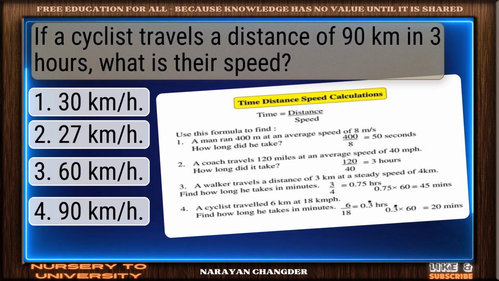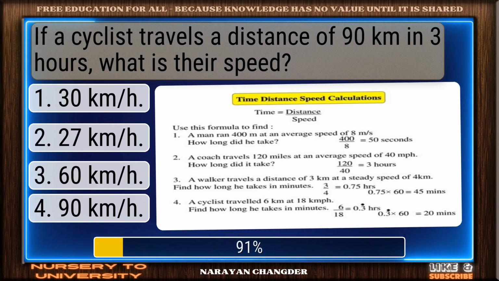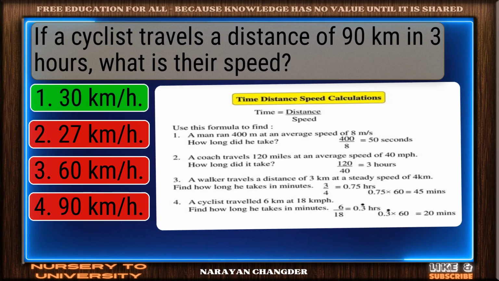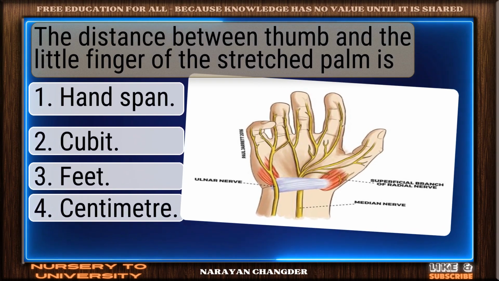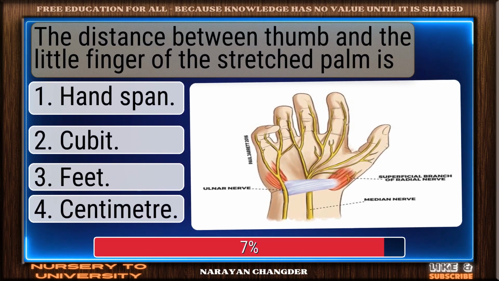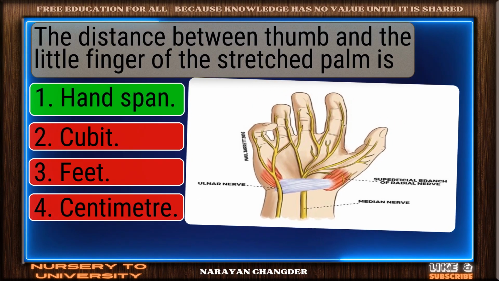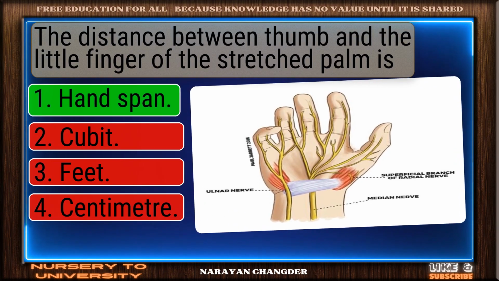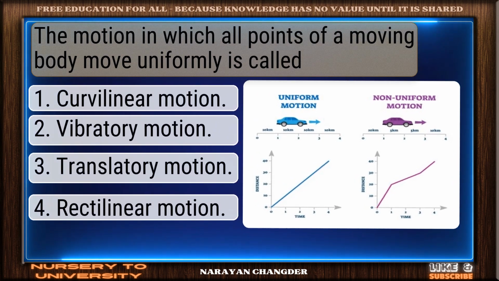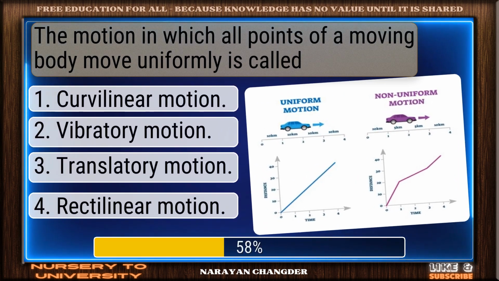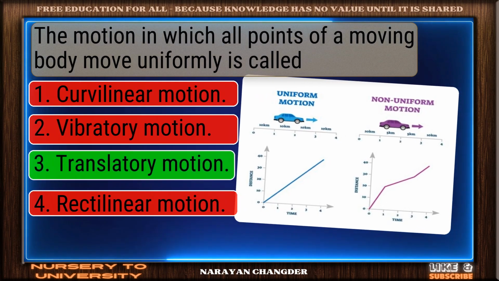If a cyclist travels a distance of 90 km in 3 hours, what is their speed? Correct response. 30 km per hour is the most accurate answer. The distance between the thumb and the little finger of the stretched palm is. Excellent choice. Handspan is the right answer. The motion in which all points of a moving body move uniformly is called. Right again. Translatory motion is a valid answer.